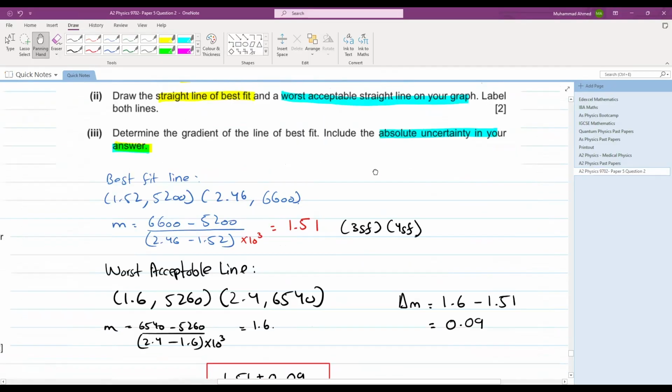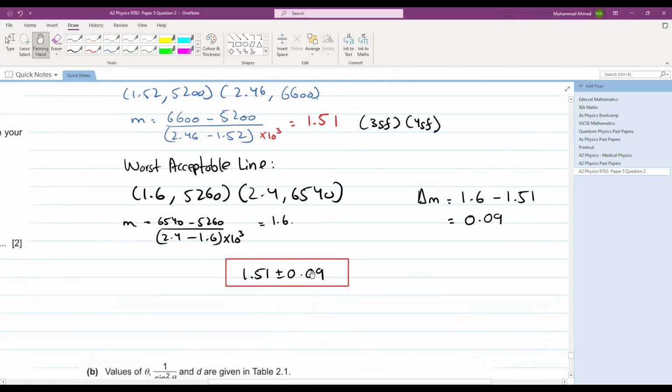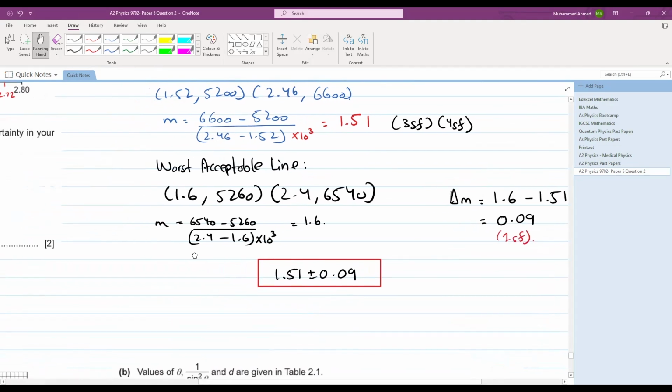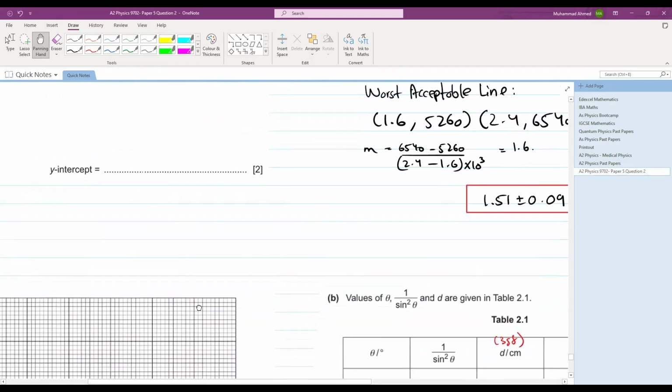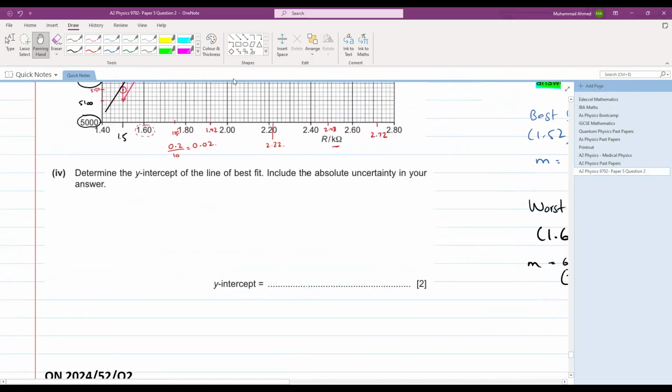So here you have calculated the gradient along with its uncertainty. Make sure the uncertainty is still one significant figure, and I have told you the significant figures of gradient depend on the raw data. Simple. Now let's move on to the next part.